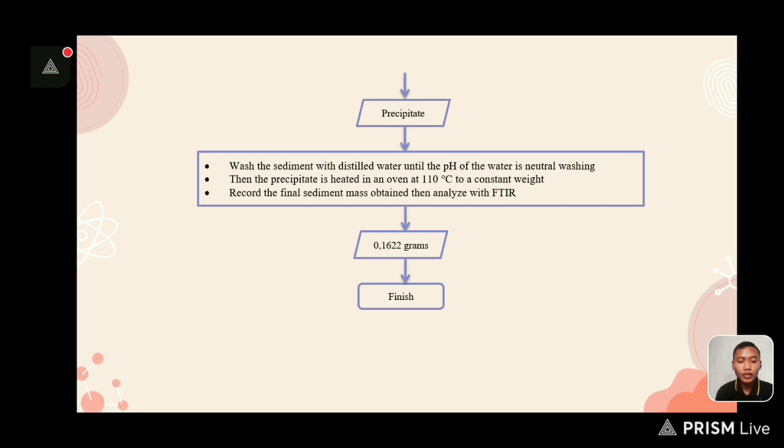The product is a precipitate. Wash the sediment with distilled water until the pH of the water is neutral. Then the precipitate is heated in an oven at 110 degrees Celsius to a constant weight. Record the final sediment mass obtained for the analysis with FTIR. Mass gained: 0.16122 grams.